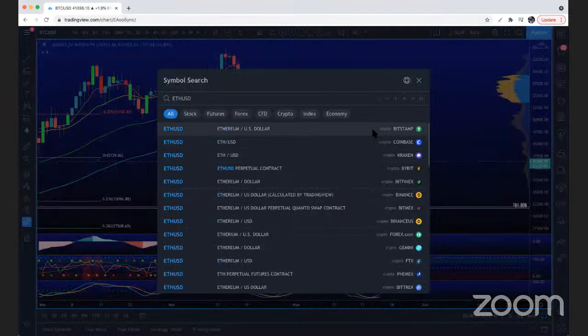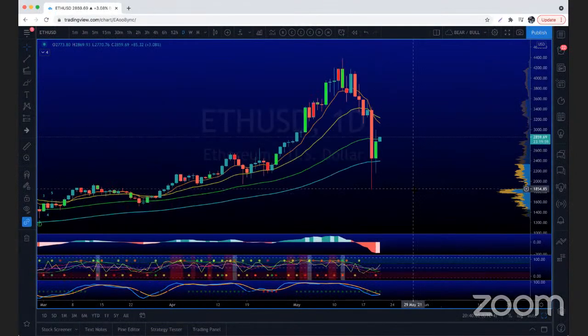Ethereum versus the US dollar, where did we go? We went all the way down to 1850, almost 1850 here. Oh no, we hit 1850 right on the nose. So yeah, I believe that Ethereum is also going to be fine.